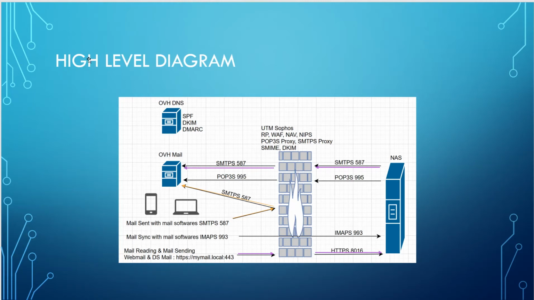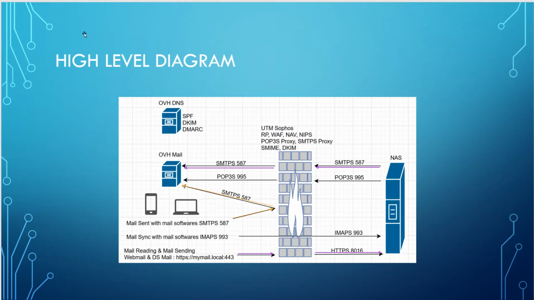The second scenario is where we use the webmail or the DS Mail application. You will have a first connection in HTTPS, which will be reverse proxied and protected with the WAF, the network antivirus, and the network intrusion prevention system, and you will then reach the mail server package on the NAS on its designated HTTPS port. If you would like then to send an email, it's going to initiate an SMTP connection to the Sophos, which is some kind of a relay here. It will be protected with different techniques, and then it will be authenticated and sent to the OVH provider.